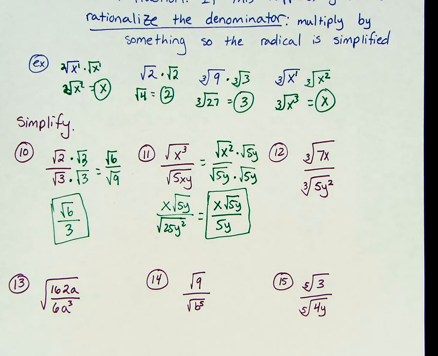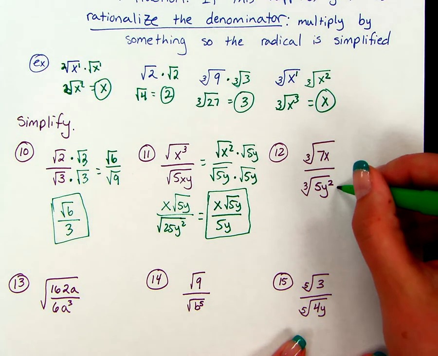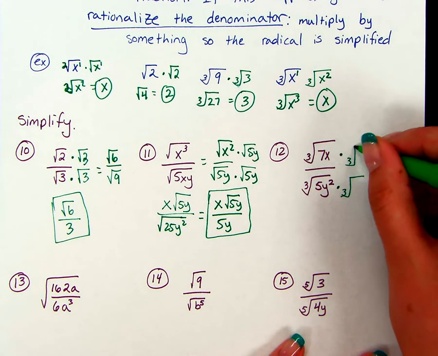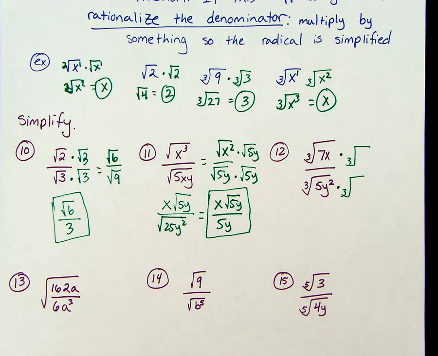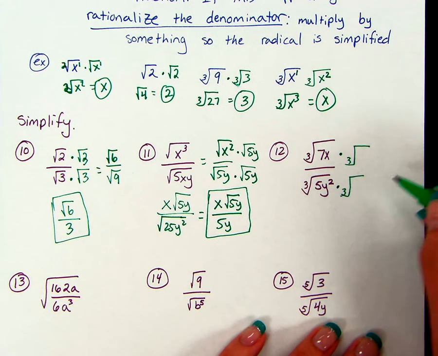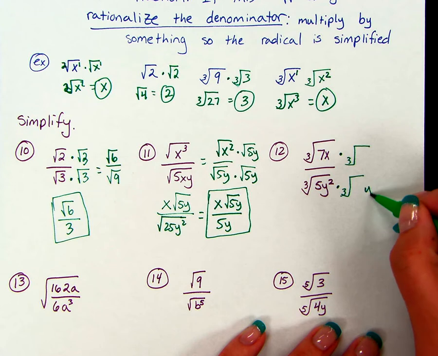All right, in 12, this time we need to create a perfect cube. And we can't simplify the fraction at all because we don't have the same variables, and 5 and 7 don't have a common factor. So again, this time we are trying to create a perfect cube for the number and the variable. So again, our powers have to add up to be 3. So since we already have 2 y's, I only need 1 more.